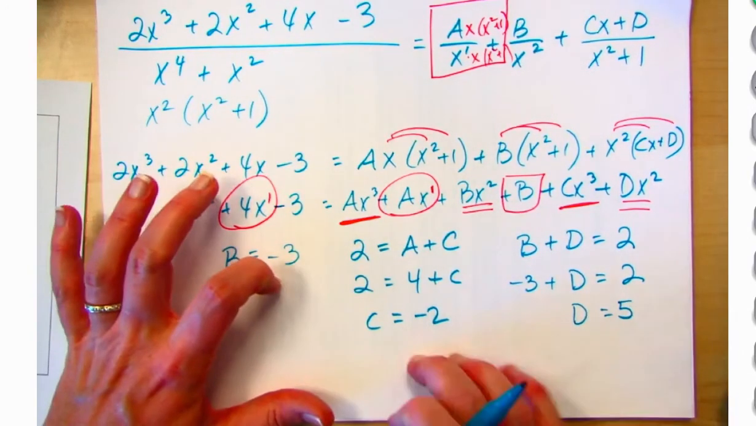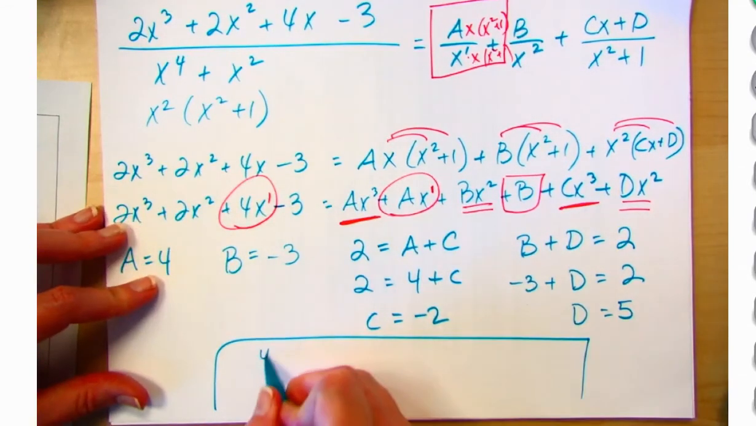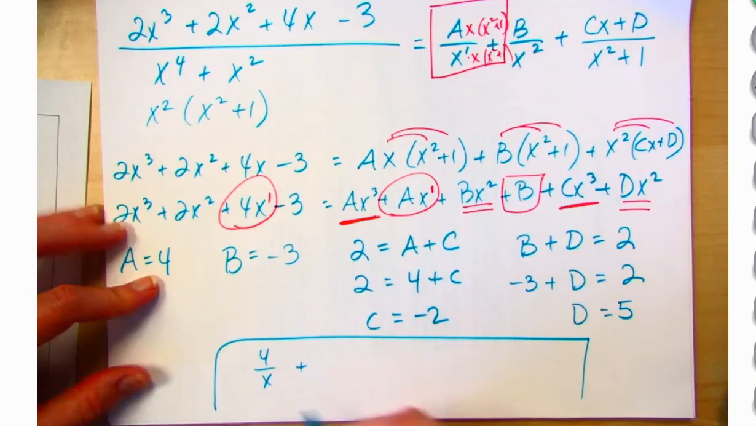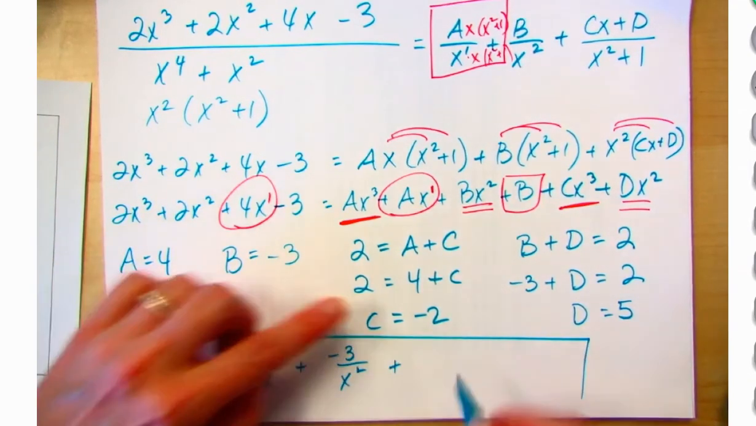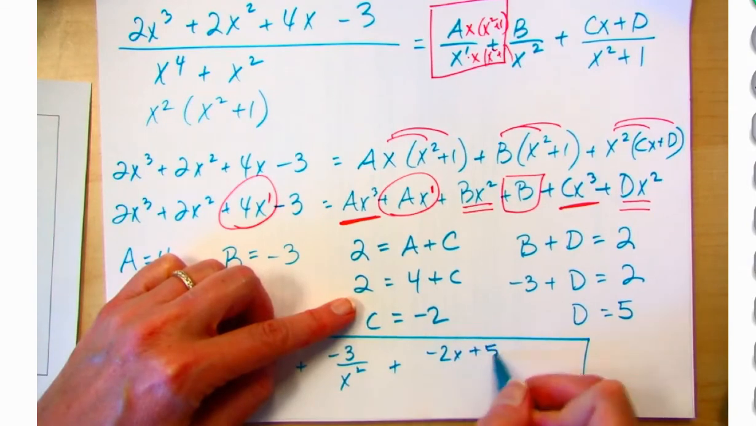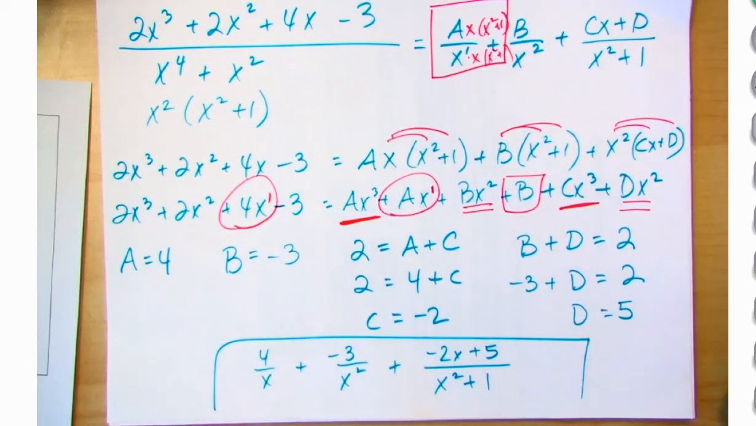A, B, C, D, plug it all back in. So 4 over x plus negative 3 over x squared plus negative 2x plus 5 over x squared plus 1. There you go. There's one with A, B, C, and D.